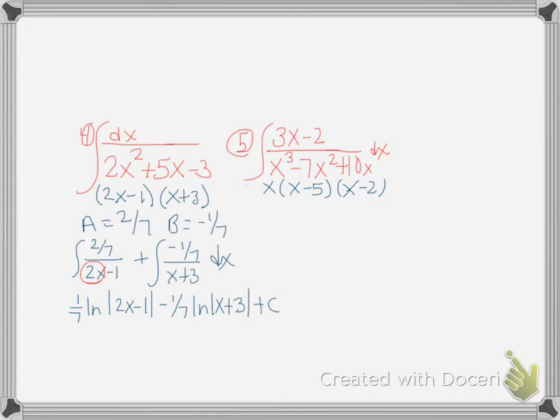What you end up with is A is negative 1, negative 1/5 over x. Plus, I got 13/15 over x minus 5. And then I got negative 2/3 over x minus 2. And of course, we're integrating this.